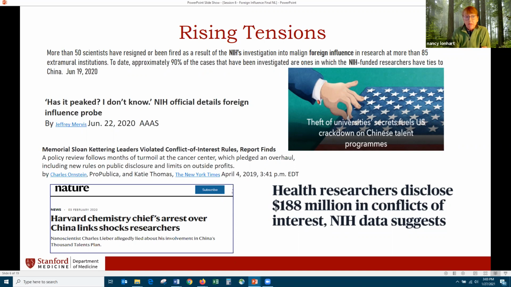So the NIH had sent out over 200 letters to more than 70 US institutions to address these concerns and to really ask that we as research administrators and researchers pay attention to what our faculty are doing in foreign entities, whether it be a university or an agency.